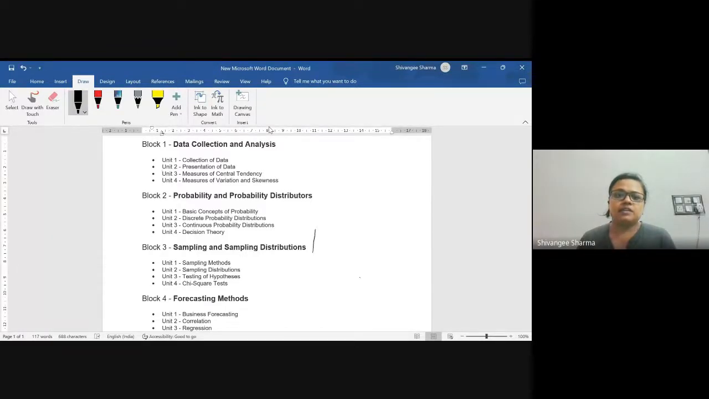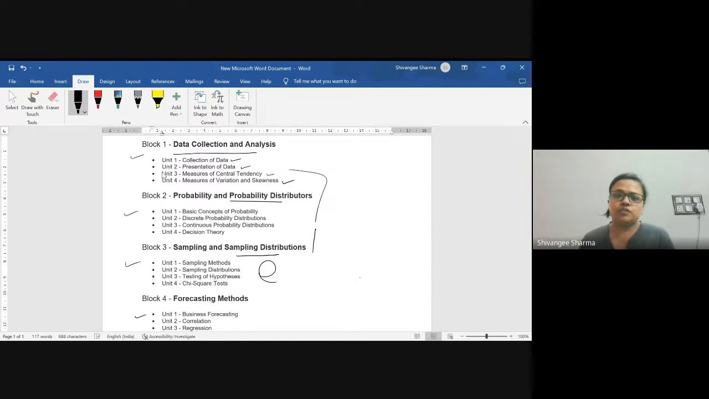So, this is what you have to study in this paper. The paper is divided into four blocks: block 1, block 2, block 3, and block 4. In block 1, it is related to data collection and analysis, in which you will study how to collect data, present data, measure the central tendency or the similarity of the data, and what are the variations in skewness. The next block is related to probability and probability distributions. The next is sampling and sampling distributions.